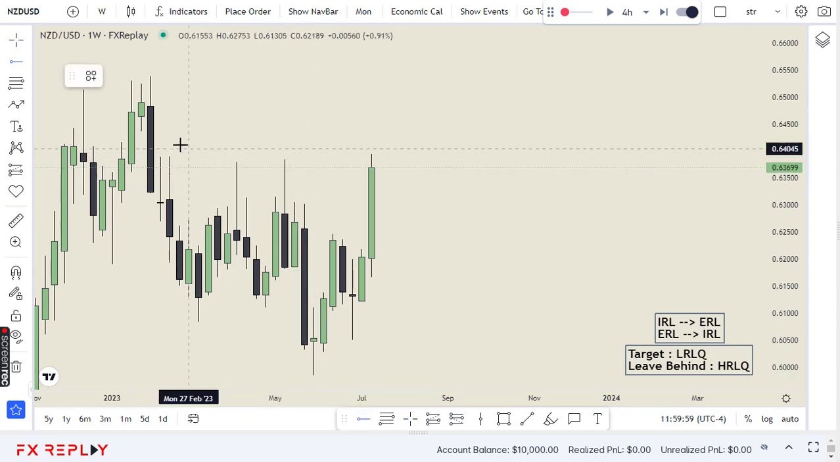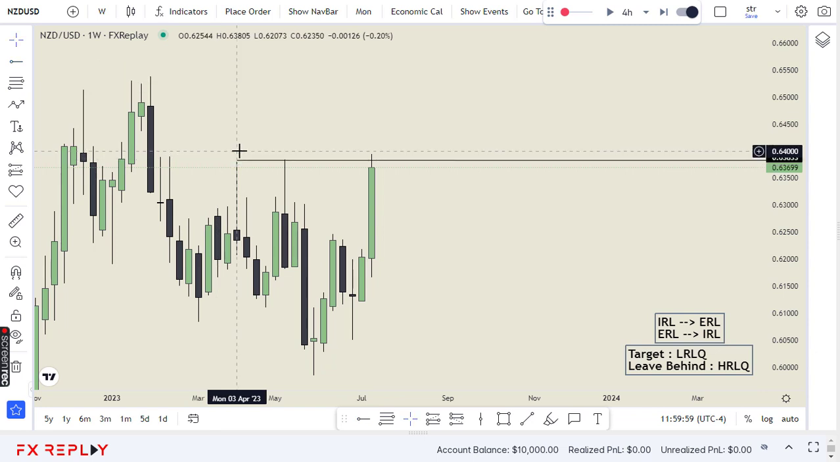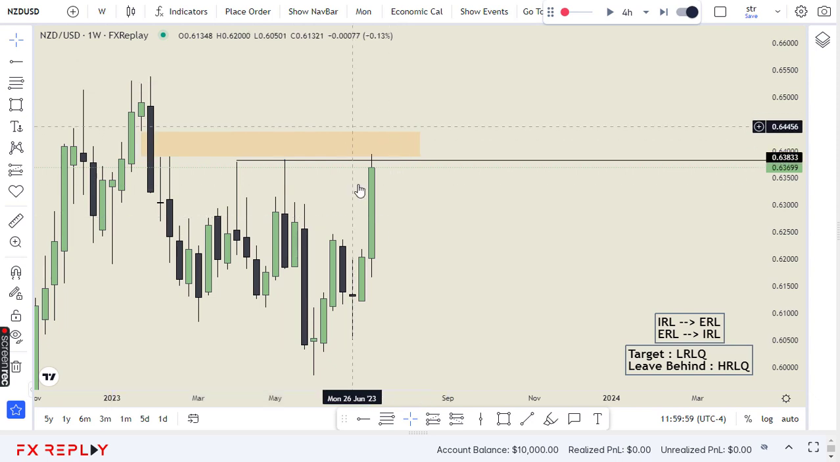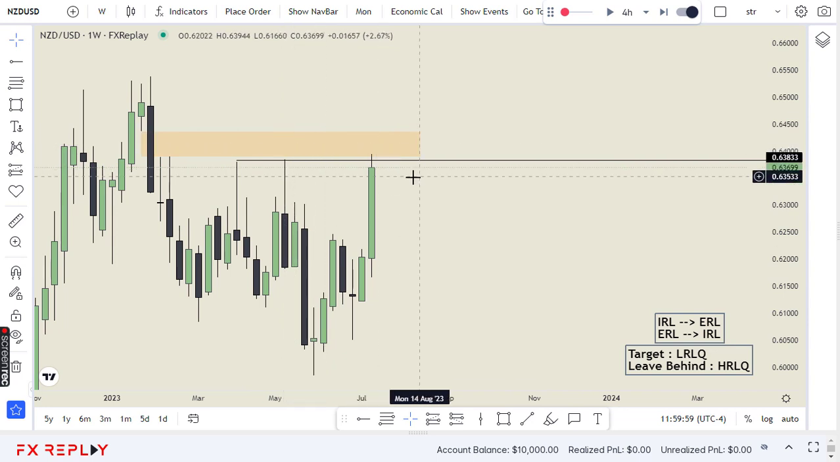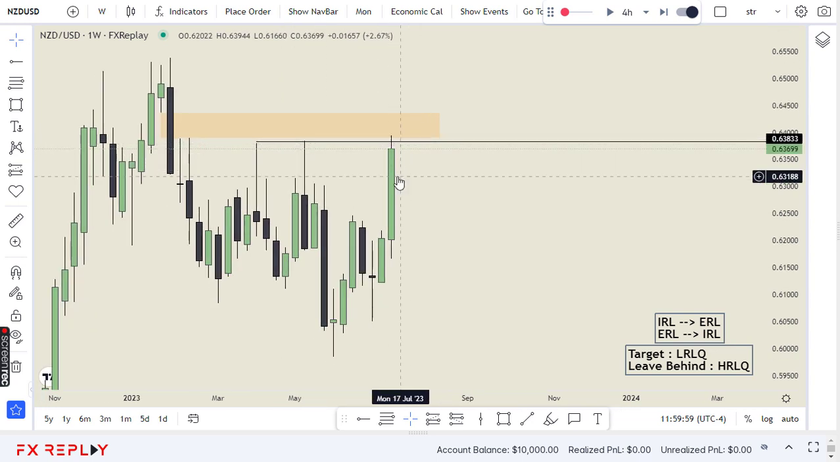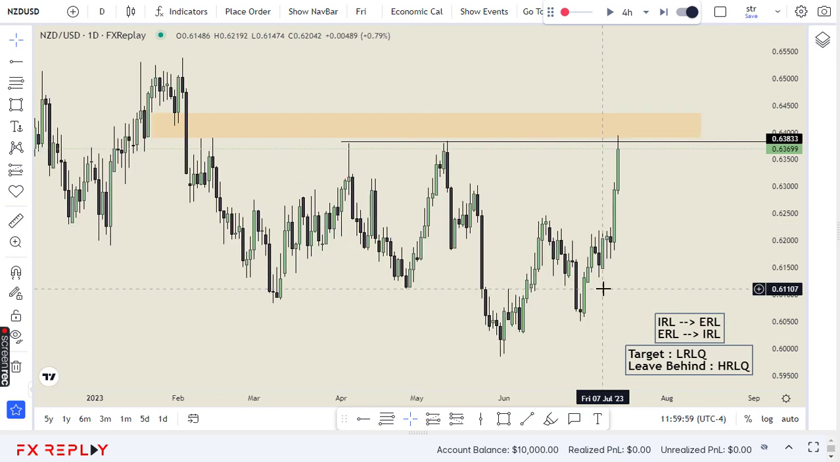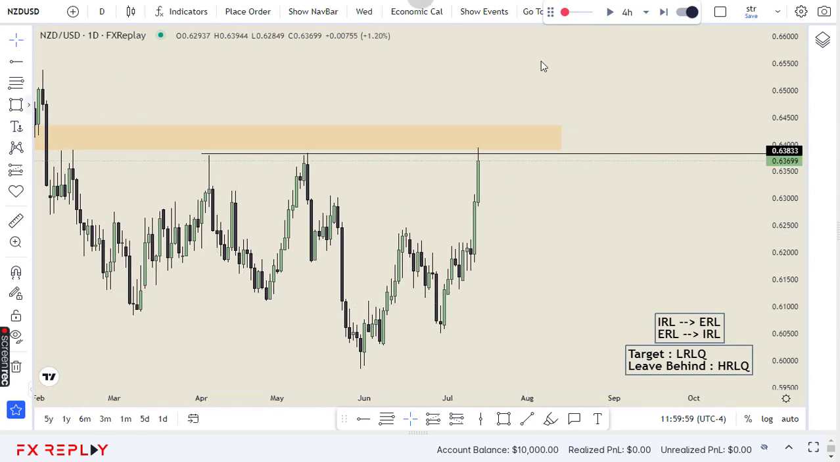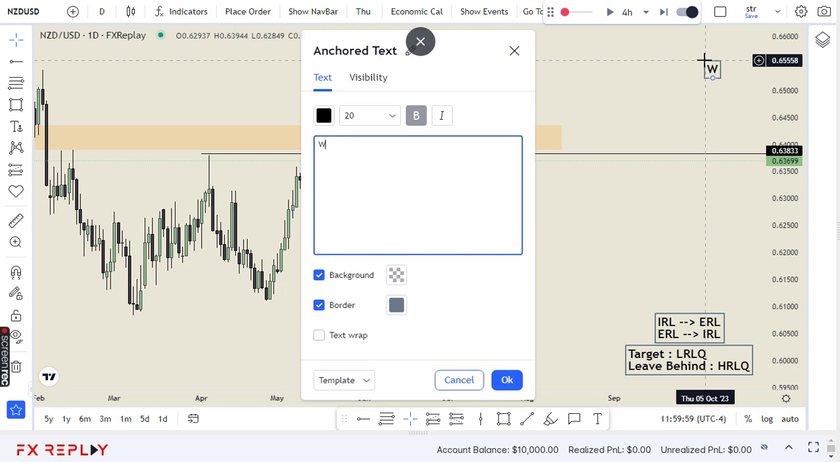So you want to draw it maybe like this. So we attacked this external liquidity, and also we have touched this internal range liquidity from here. On the buy side, we have taken external liquidity and internal range liquidity. You want to target now internal range liquidity on the sell side of the curve. So on the weekly chart, we have determined that we want to go lower. So you can write on your screen, the weekly is bearish.